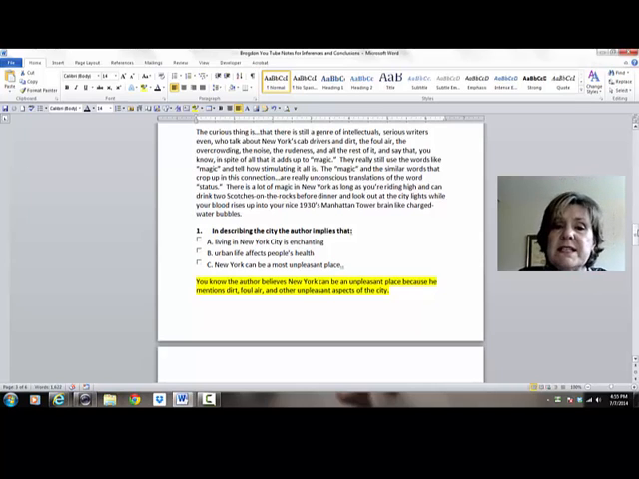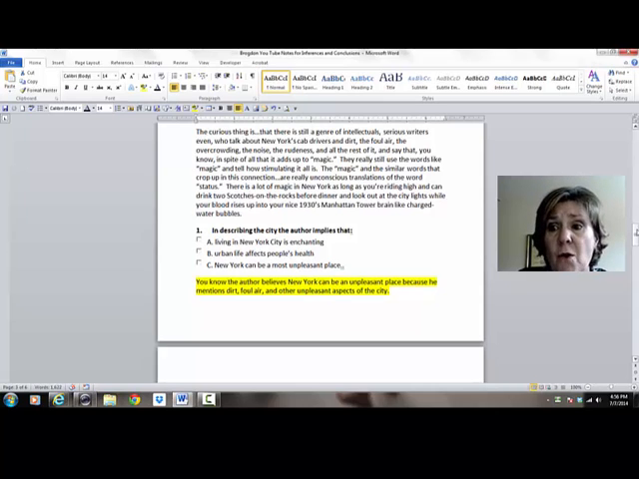Now, in describing the city, the author implies that living in New York is enchanting, the urban life affects people's health, or New York can be a most unpleasant place. Well, the author believes that New York can be an unpleasant place because he mentions dirt, foul air, and other unpleasant aspects of the city.